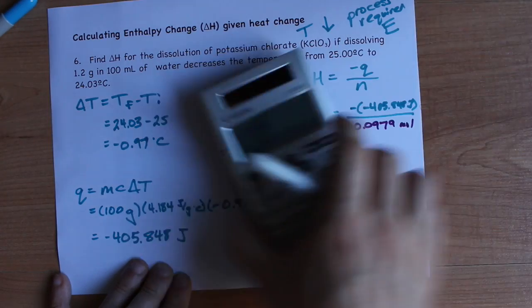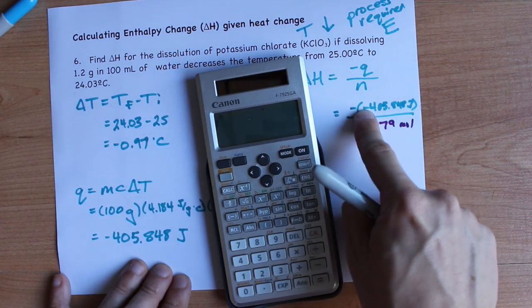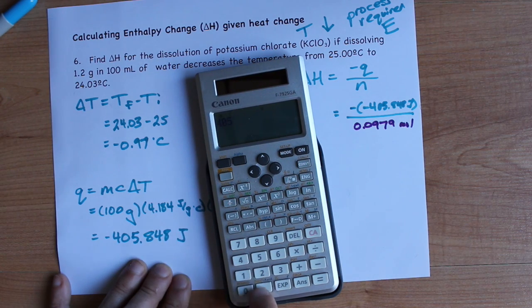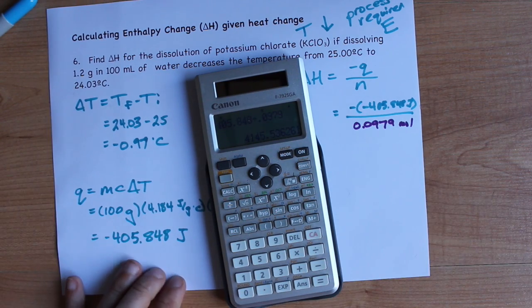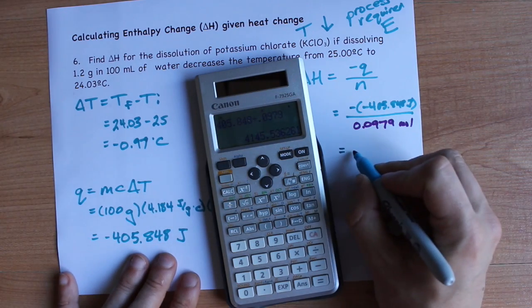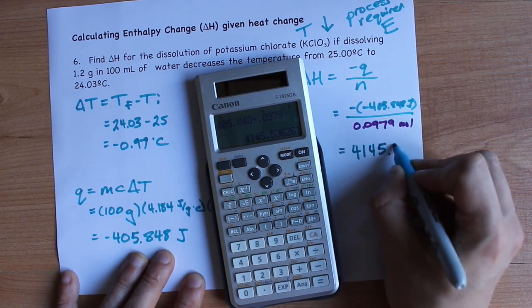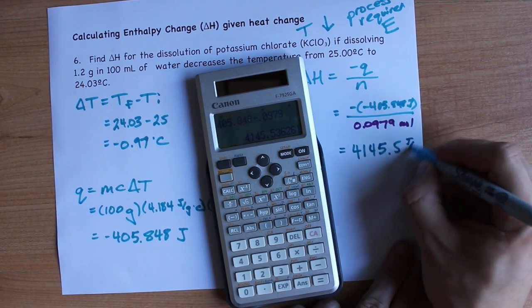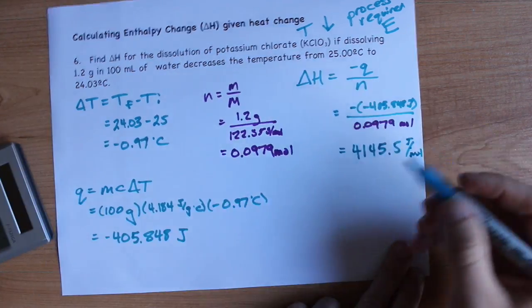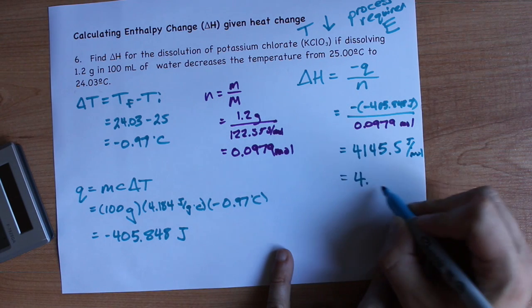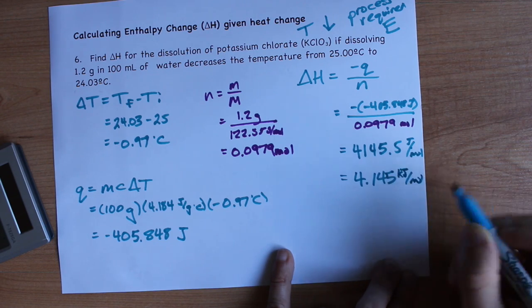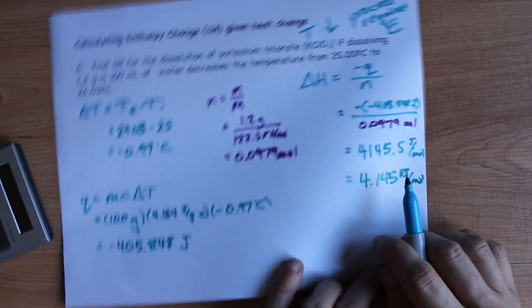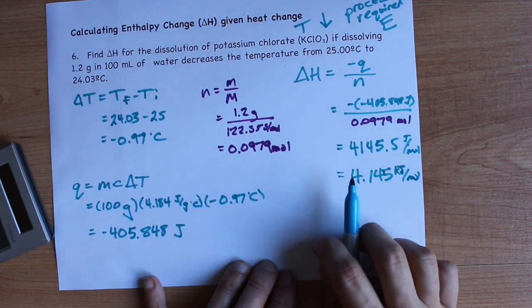That number goes in for N over here. And then I can actually do the calculator work for that. The negative negative cancels out, and I have 405.848 divided by 0.979. And I end up with 4145.5 joules per mole. Now I'm going to divide that by 1,000, 4.145 kilojoules per mole. And because we're now doing a delta H, I like to explicitly write my sign in here.